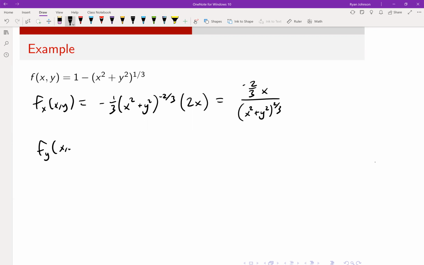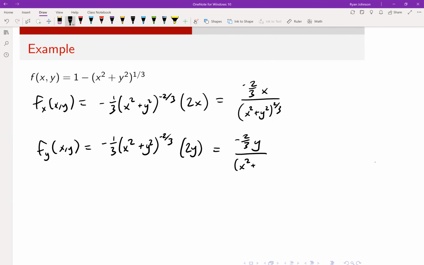And then fy of x, y, it's symmetric, so it's just negative 1/3 times x squared plus y squared to the power of negative 2/3. The chain rule gives us 2y, which can be written as negative 2/3 y over x squared plus y squared to the power of 2/3. Well, where is this undefined? It's undefined.